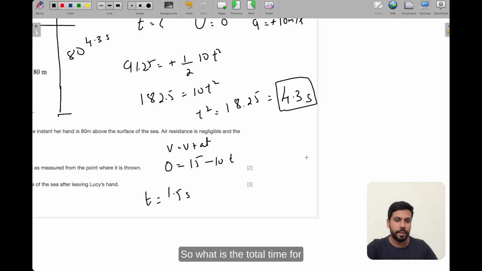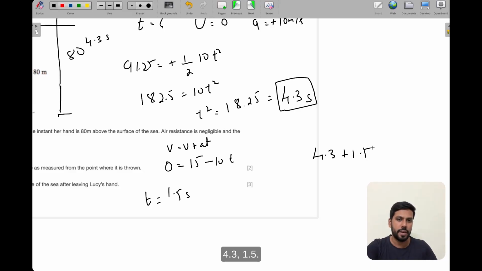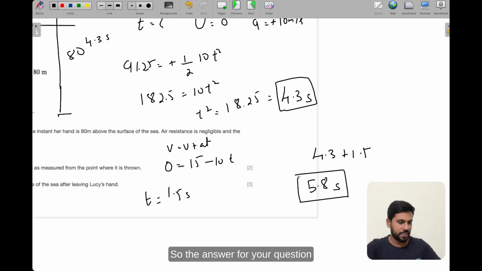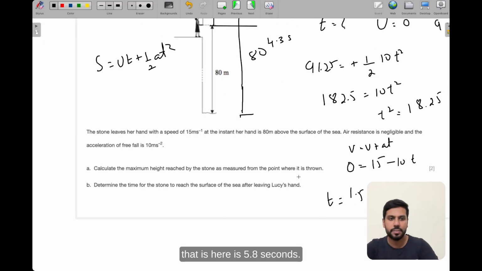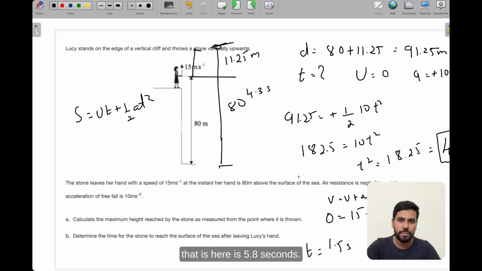So what is the total time for the whole journey, students? 4.3 plus 1.5. So that's going to be 5.8 seconds, students. So the answer for your question here is 5.8 seconds.